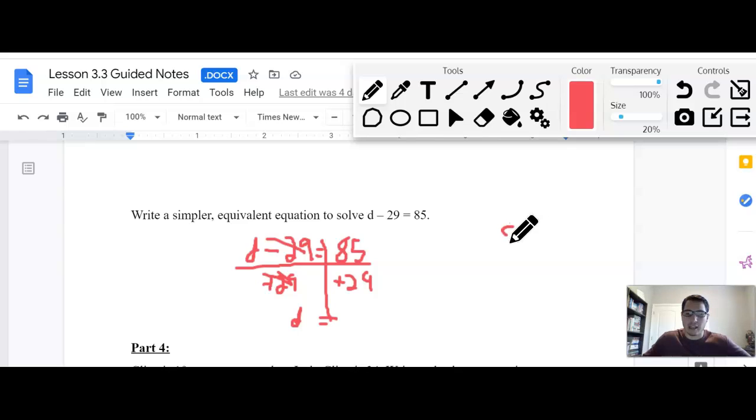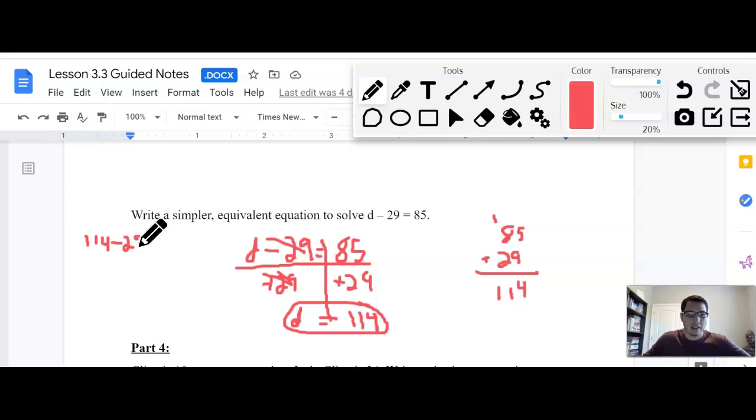Equals, so 85 plus 29. 9 plus 5 gives us 14, carry, that's 10, that's 11, 114 is our answer. Always double check your work, so 114 minus 29 equals 85.